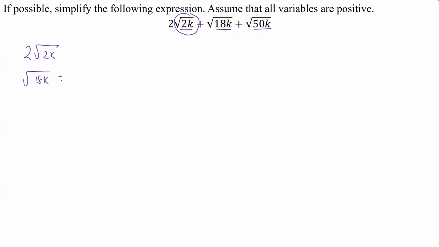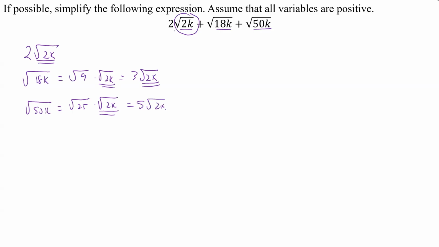Now 18K, the square root of that, well, that's going to be the square root of 9 times the square root of 2K, which is going to be 3 square root of 2K. So now we have like radicals, so we can add those together. But we haven't got this one yet, so now let's take the square root of 50K. Well, what's that? That's going to be the square root of 25 times square root of 2K, down to that like radical again. And so now that's going to be a 5 square root of 2K.